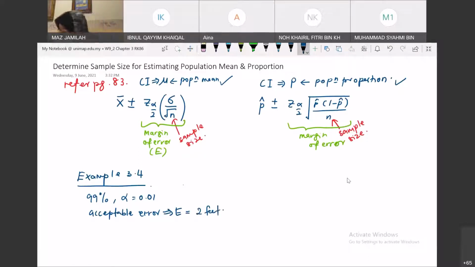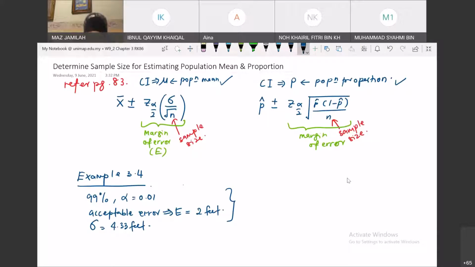Okay, so acceptable error. This is what is called your E, and it is given by 2. And what else is given? From the previous study, it is known that the standard deviation, so that will be a hint for what we call known sigma. So in this case, sigma is equal to 4.333. By using all this information, how can we find n, the sample size?